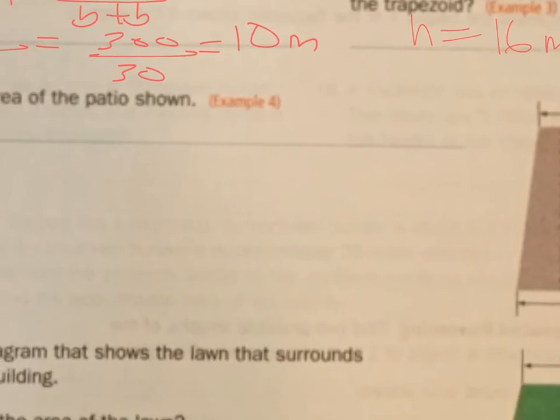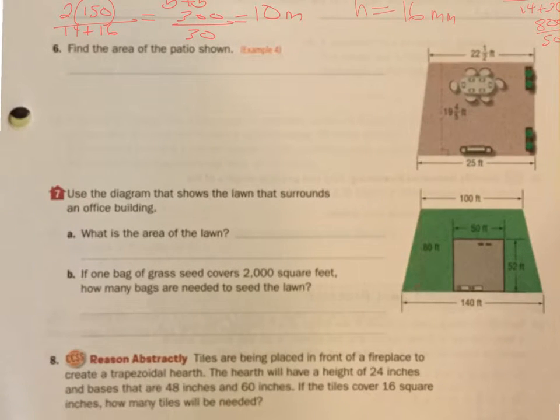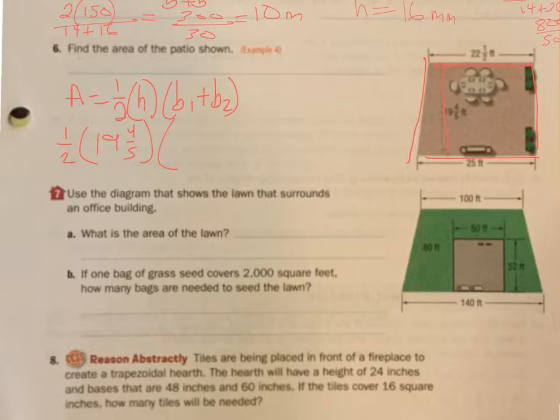H equals. Okay, let's look at this patio. It's kind of a fun one. This patio forms a trapezoid like this, and we need to find the area. Okay, so the formula for a trapezoid is area equals 1/2 times height, and then base 1 plus base 2. So let's plug in our numbers. 1/2 times the height, which is this right here, 19 4/5, and then we want to times that eventually, but we have to add our two bases first. So we have 22 1/2 plus 25.